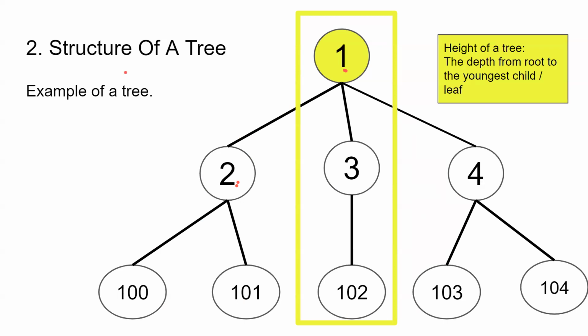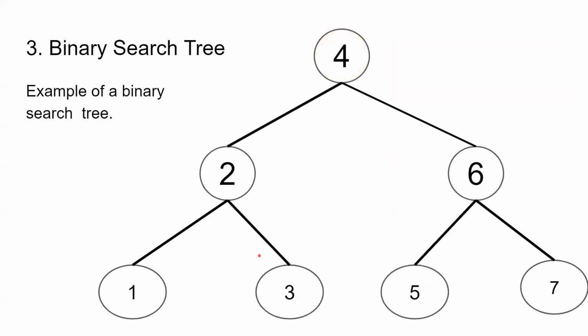Suppose I add another child node at 102, say 105, and the youngest child of this tree is 105. So the height of the tree will increase to 3 because I will travel 3 levels to get to the youngest child. So the depth is 1, and then 2, and then 3. Yeah, this is the height of the tree.